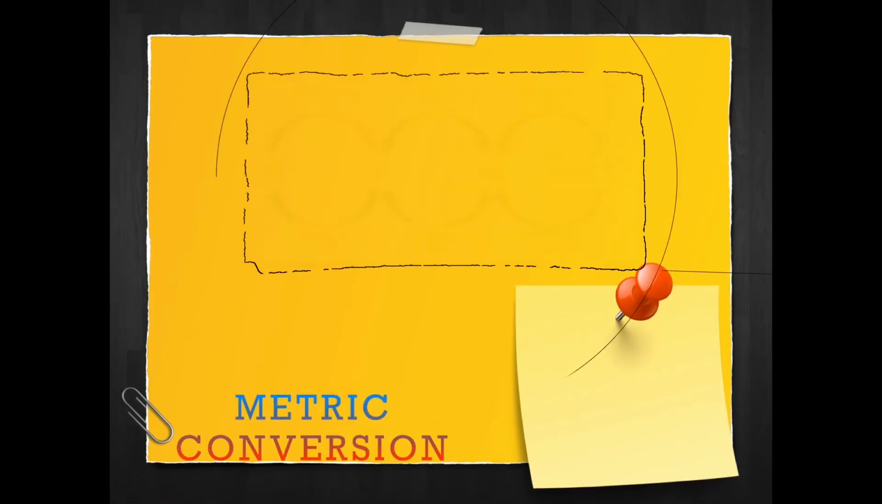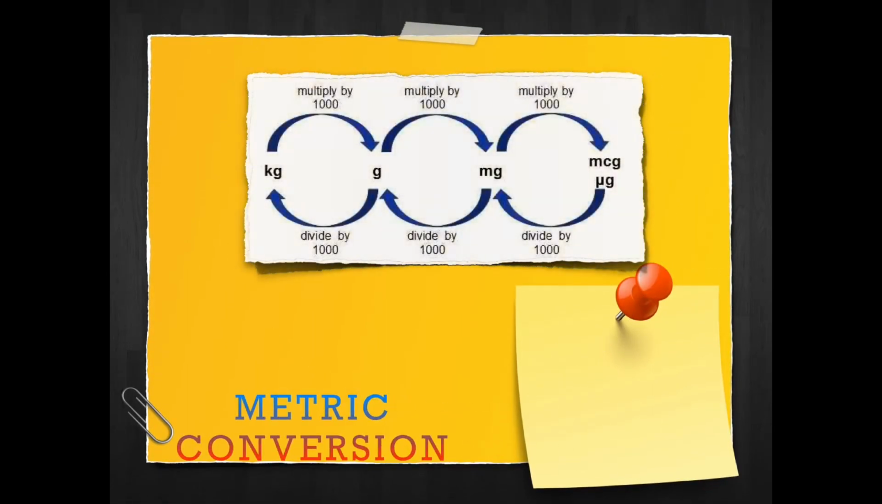This is a simplified diagram which will give you an idea regarding how it works. If you want to convert from kilogram to gram, you have to multiply by 1000. And if you want to convert from gram to milligram and milligram to microgram, you also have to do the same. Vice versa, if you want to convert microgram to milligram, or from milligram to gram, or from gram to kilogram, you have to divide by 1000.